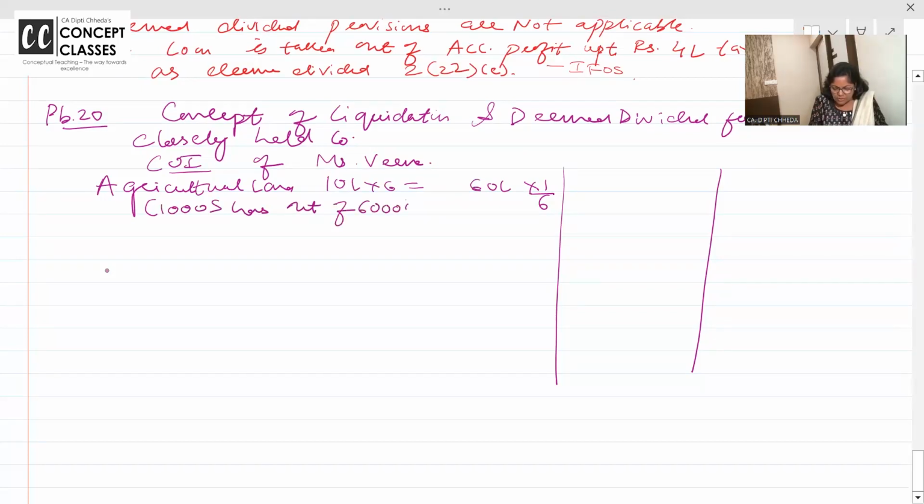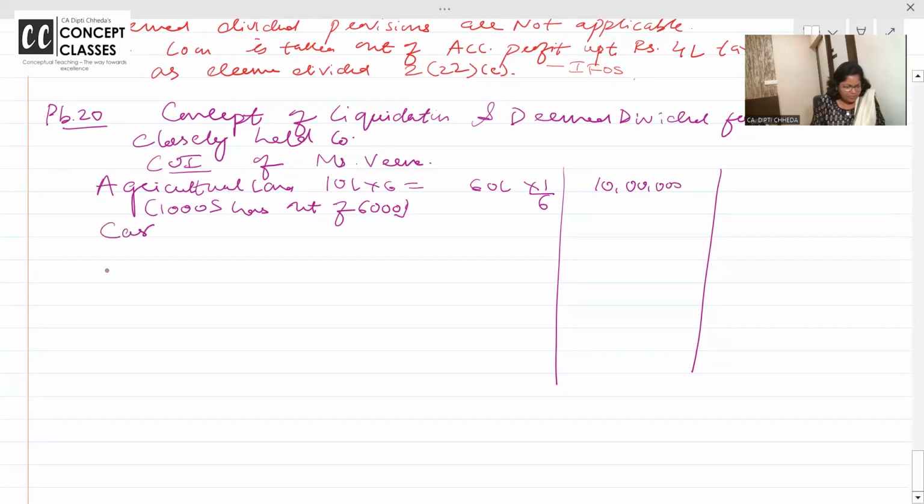Not a single student in the class should copy if you are not following the problem of 8 marks. Give me a call if you get this same problem in exam. Total 6,000 shares are there with the company. Out of that, Veena has how much? 1,000. So out of the 60 lakhs of land, how much will Veena get? 1/6, and that is coming to 10 lakhs.